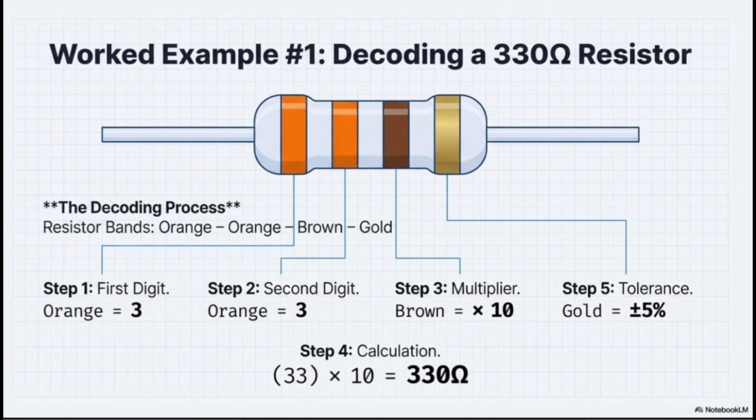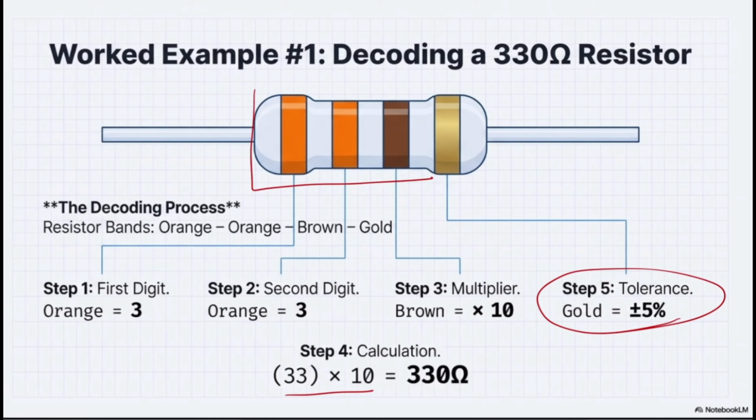Let's decode a 330 ohm resistor. We know a 330 ohm resistor should be something like this: 33 times 10, and we can consider the 5% or 10% of tolerance. Right now, we are just taking care of these first 3 bands. So the very first color should be what? The very first digit should be 3. What was 3? It was orange itself. The next color should again be orange.